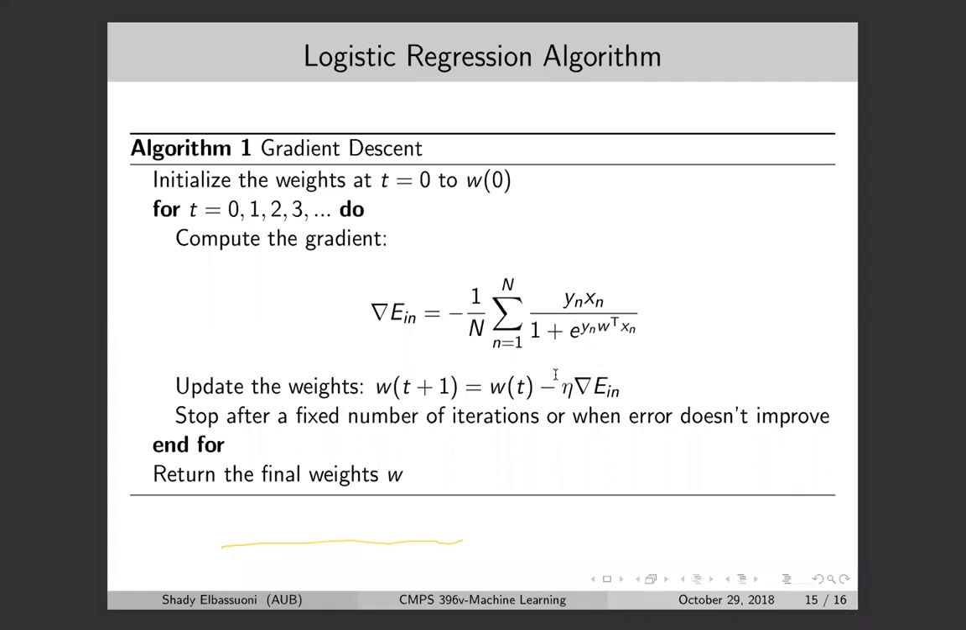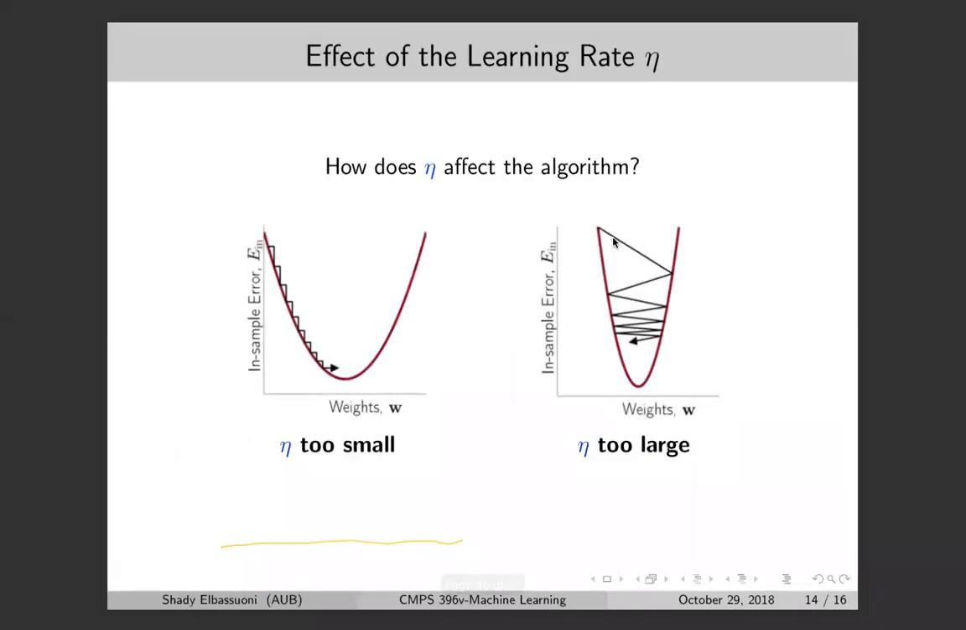So the error will keep decreasing unless, of course, your eta is too large. If your eta is too large, we could overshoot. So we could have the error decrease and then increase, because I'm overshooting.